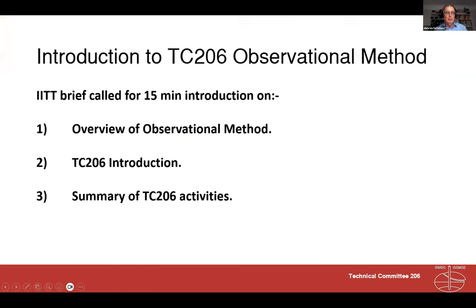Moving to the next slide. So the introduction to TC206, observational method, I'm giving this initial introduction, and basically there are three parts. There's an overview of the observational method and a bit of history. There's an introduction to TC206 and what it covers, and also a summary of the recent activities and the areas where we see the need to develop further.